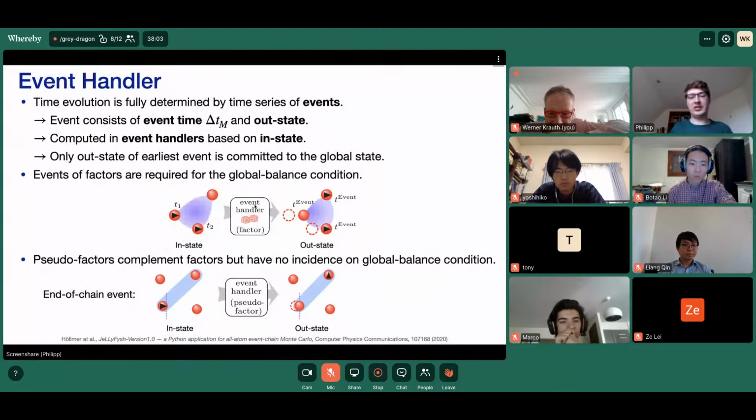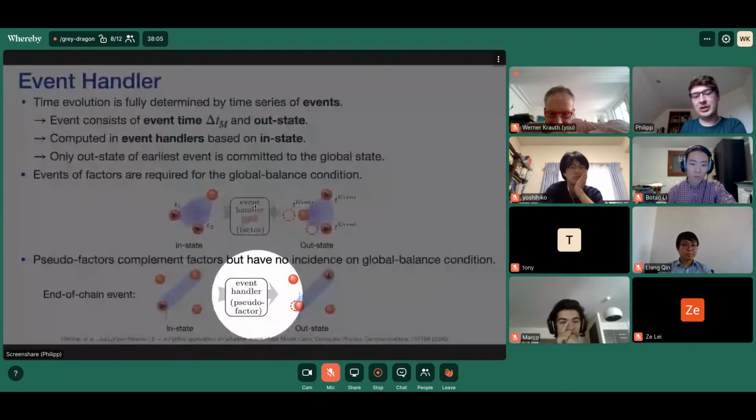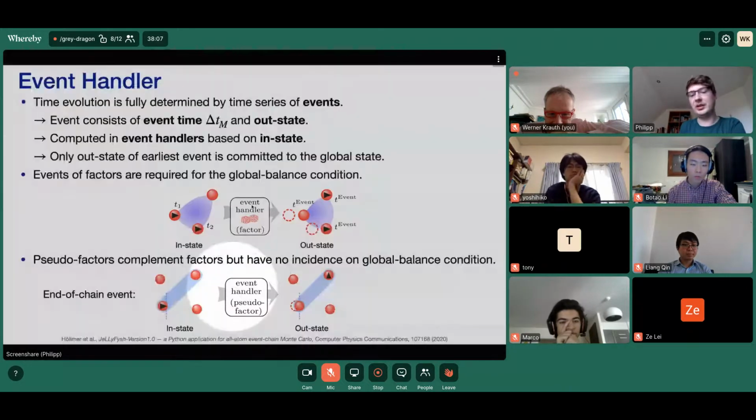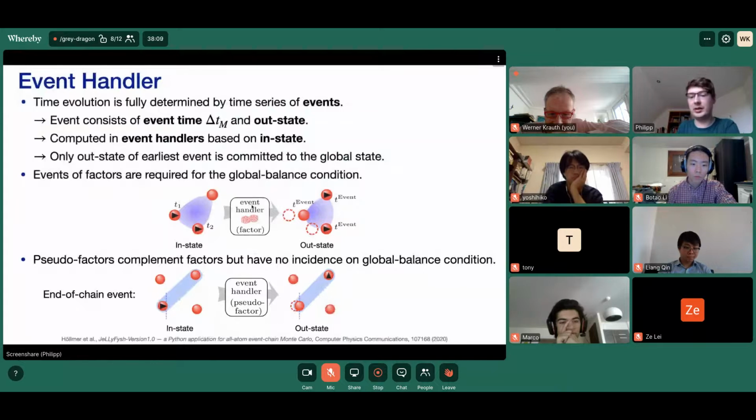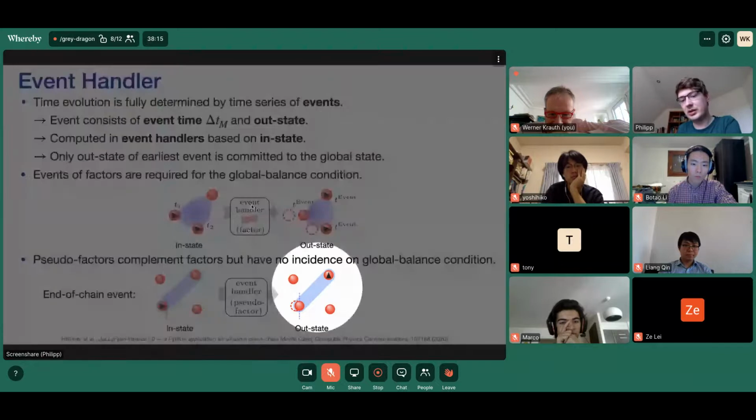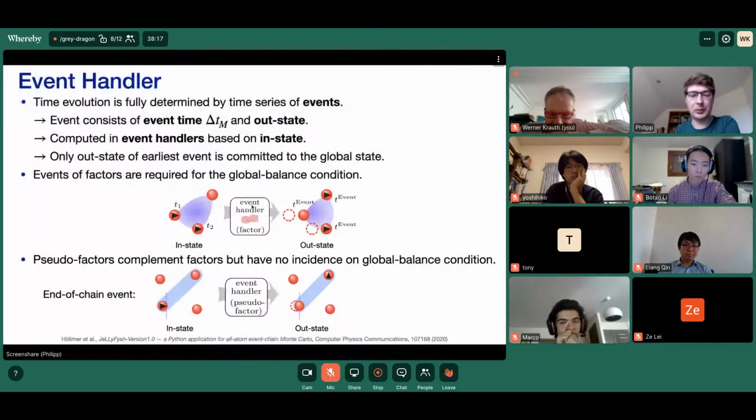So this is our end state. Then the event handlers in between just compute the event time where the end-of-chain event should happen. And also in its out state, it changed the active particle, and it also changed the direction of motion. But this is just one example.